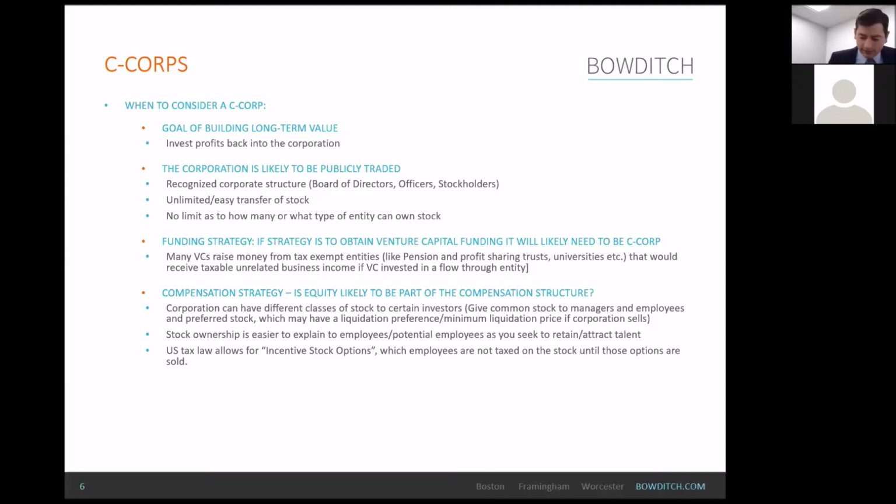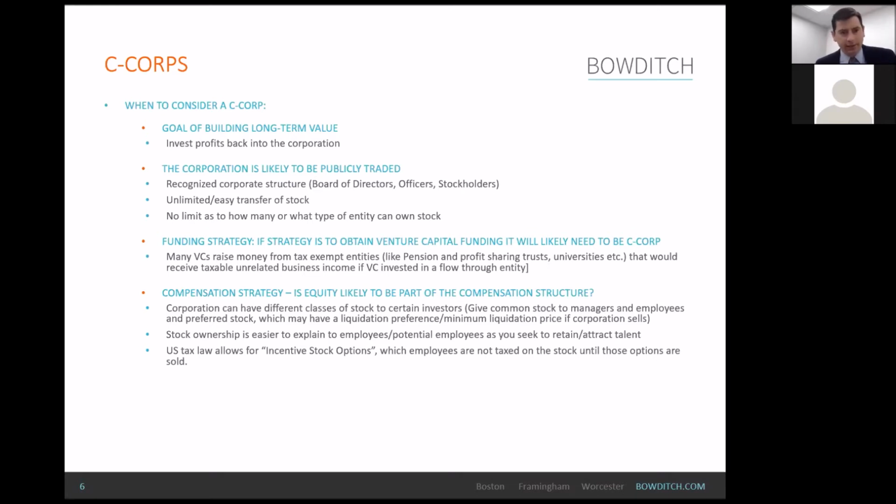But the general sense is that VCs prefer a C Corp because many VCs raise money from tax-exempt entities, pension and profit-sharing trusts, and universities. And those tax-exempt entities would receive taxable unrelated business income if the VC invested in a flow-through entity like an S Corp or an LLC. So there are reasons that VCs prefer it, in addition to the familiar corporate governance structure. But again, it's the general consensus, but it is certainly not true in every case.